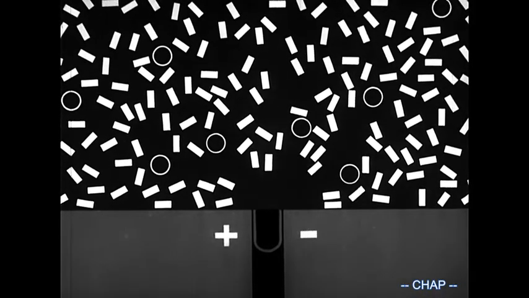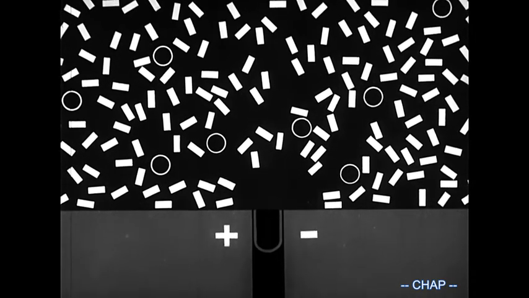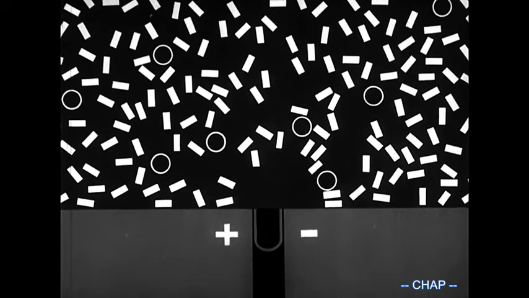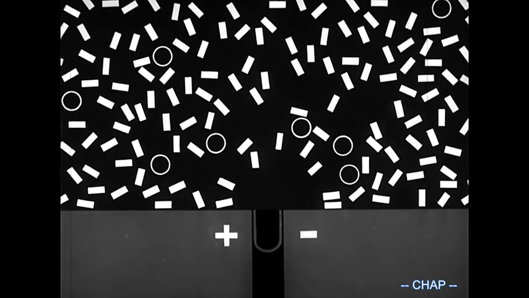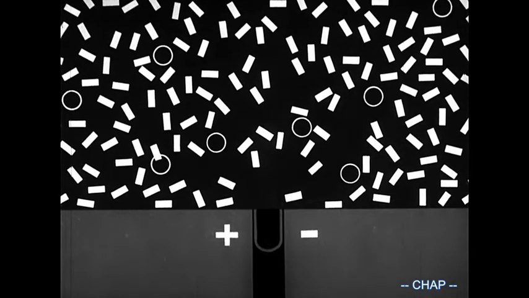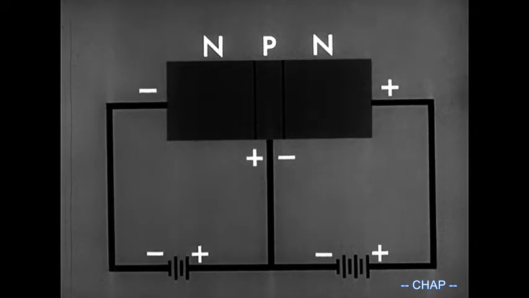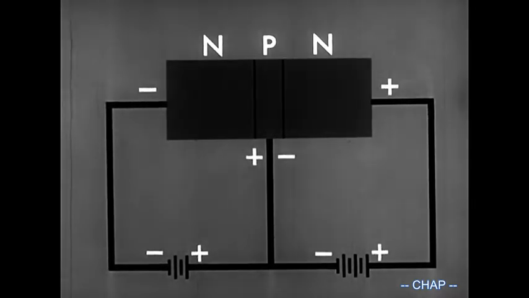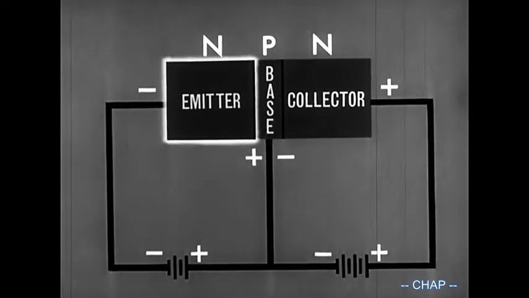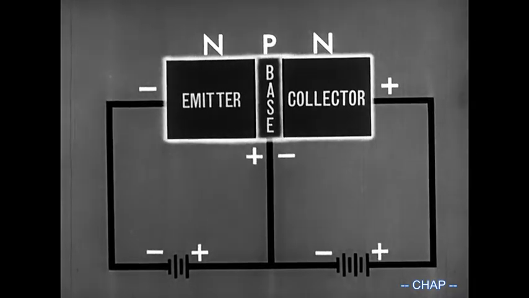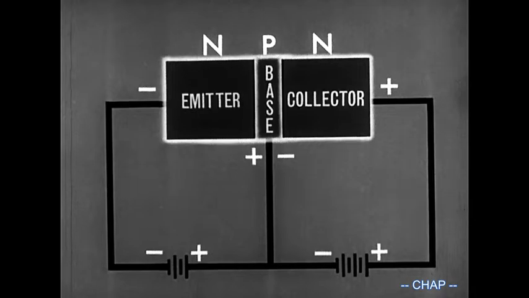Watch. For every recombination, a new hole is created by the exit of an electron. The thinner the P region, the fewer the recombinations, and the greater the number of electrons that will reach the second N region. Since the forward biased N region is emitting electrons, it is called the emitter. The reverse biased N region is called the collector. The P region is called the base. Emitter, base, and collector. These are the three basic sections of the transistor.